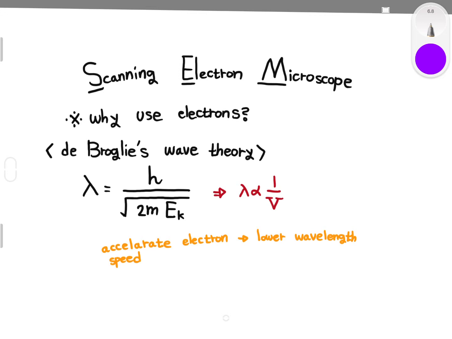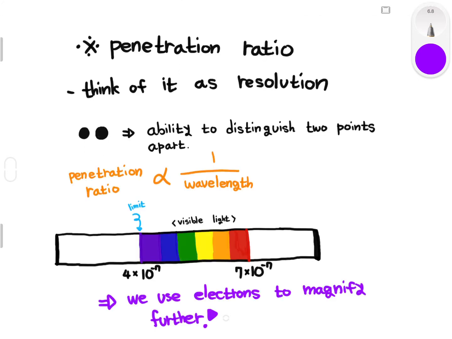According to de Broglie's wave theory, wavelength and the electron speed are inversely proportional. This means that the faster the speed, the shorter the wavelength. To magnify a sample to the highest extent, the penetration ratio must be high. The penetration ratio can be thought of as a resolution on a television screen. This ratio can be raised by shortening the wavelength of light.